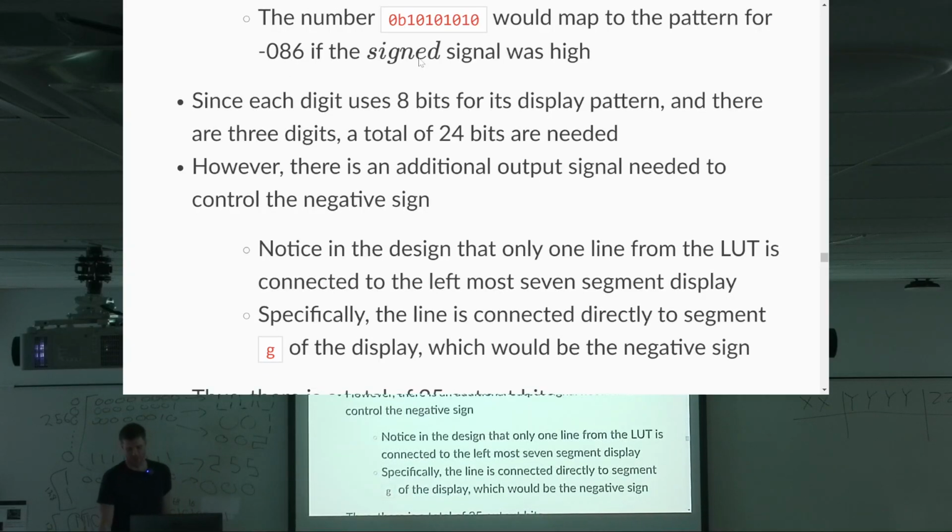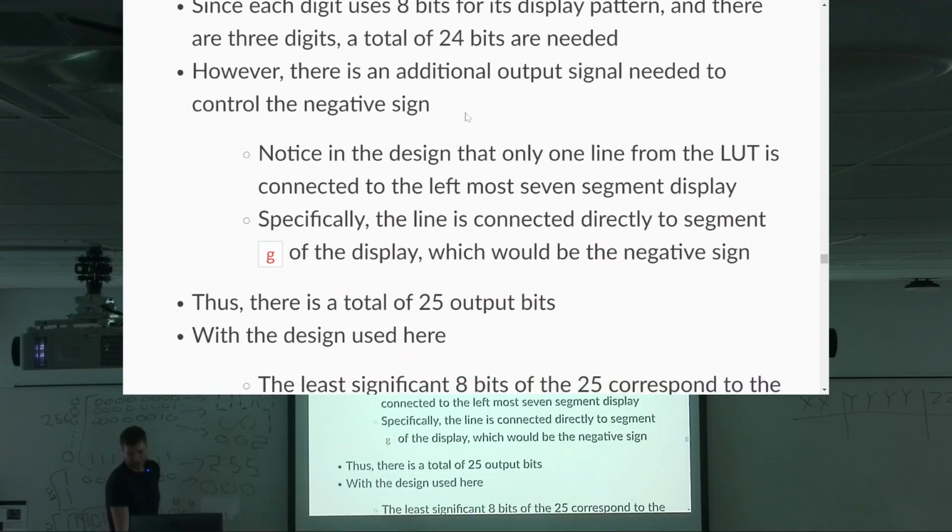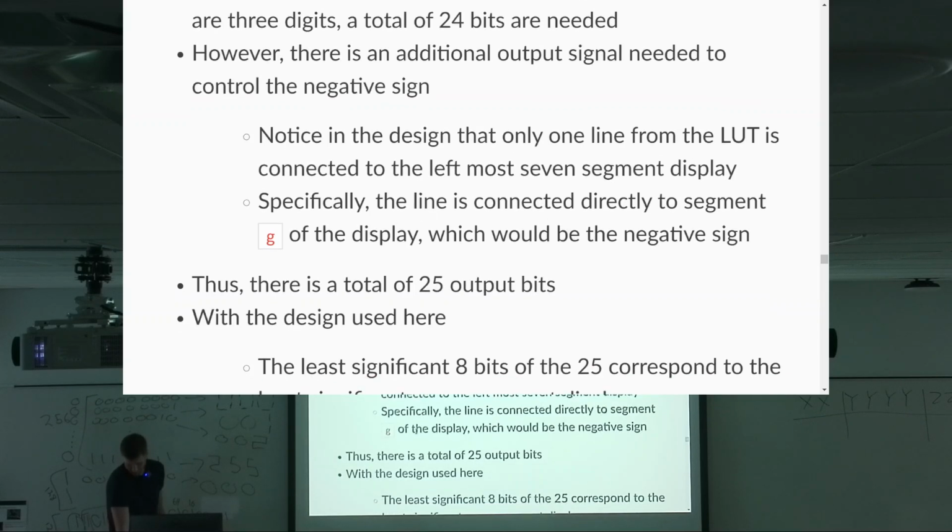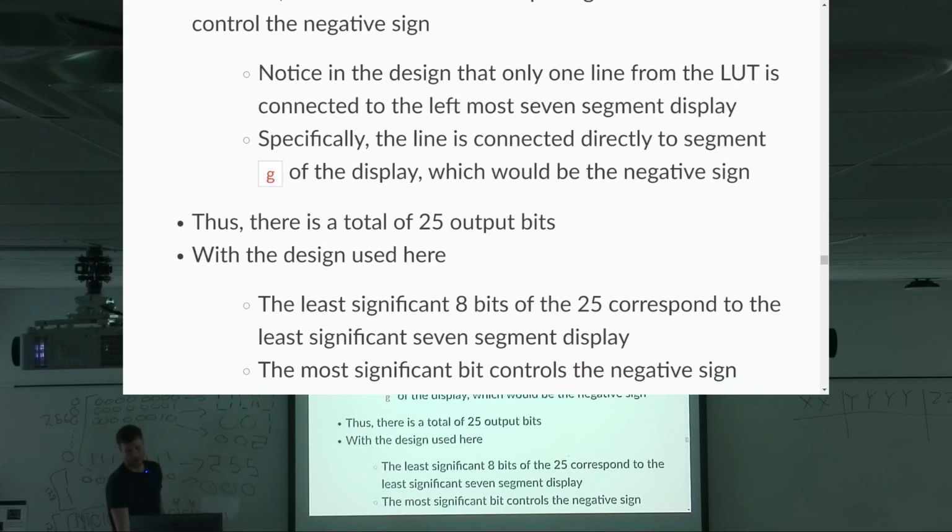Since each digit uses 8 bits for its display pattern, there are 3 digits. A total of 24 bits are needed, but there's the additional sign that we'll do, the little negative sign. But we're only going to use one of those signals. We don't need a whole 8 bits. No, we'll just use 1 bit. That's either on or off. Notice in the design that only one line from the lookup table is connected, specifically this one to G. Thus, 25 output bits. Is that clear why there's 25?